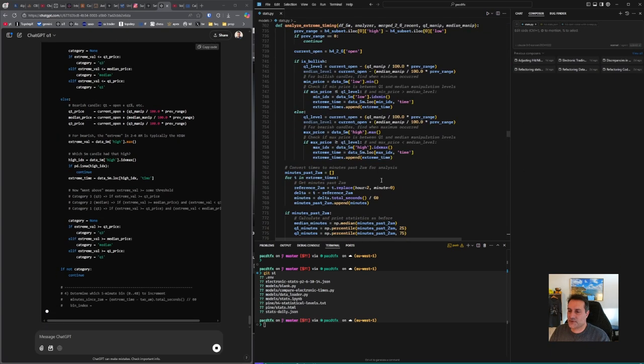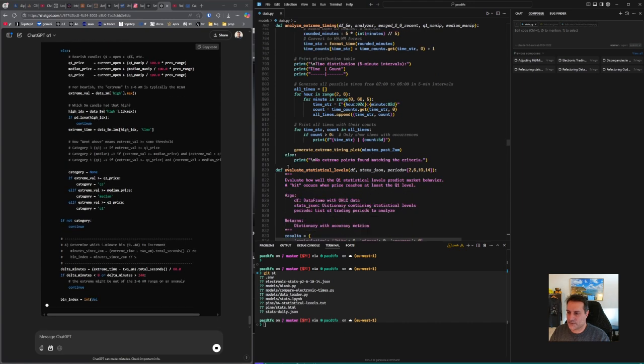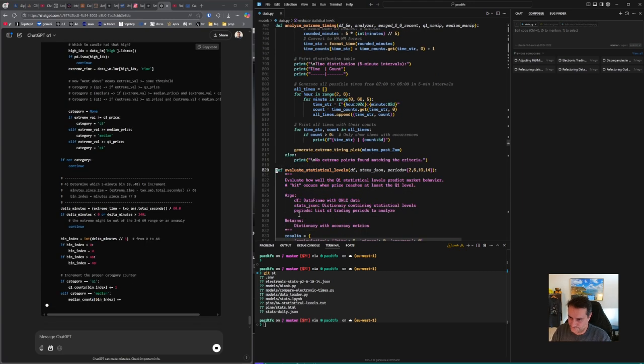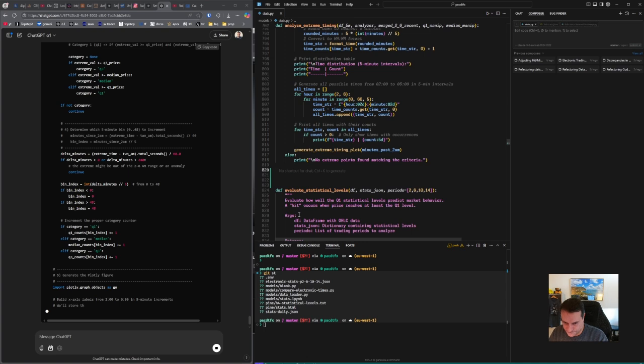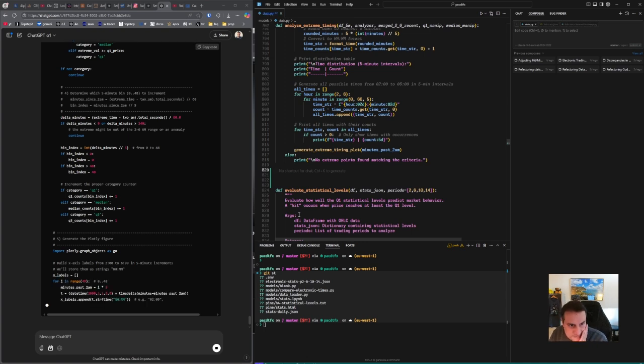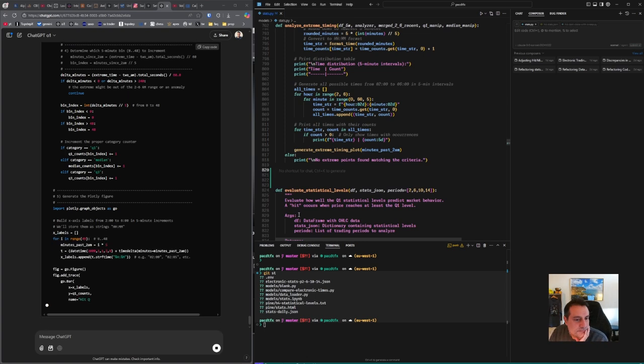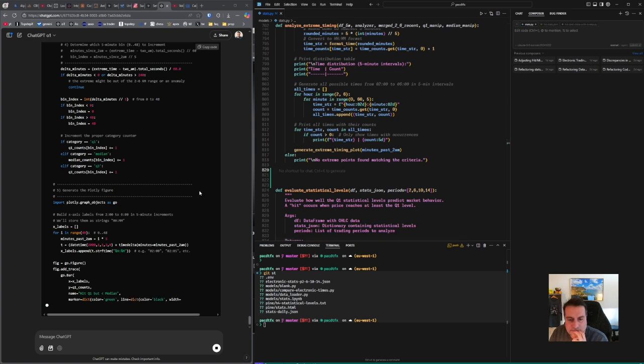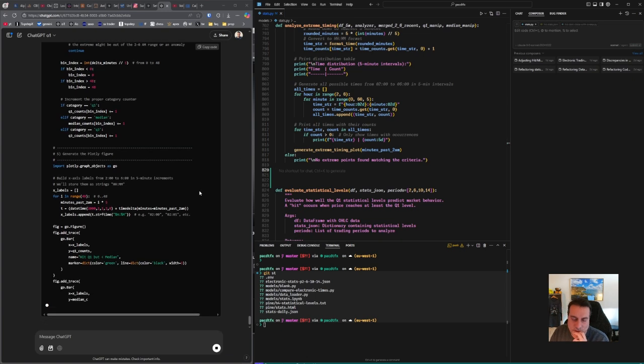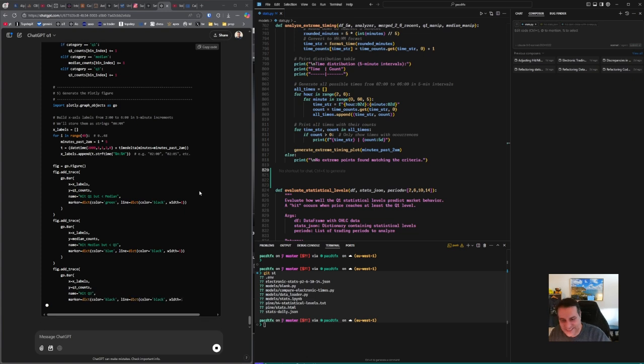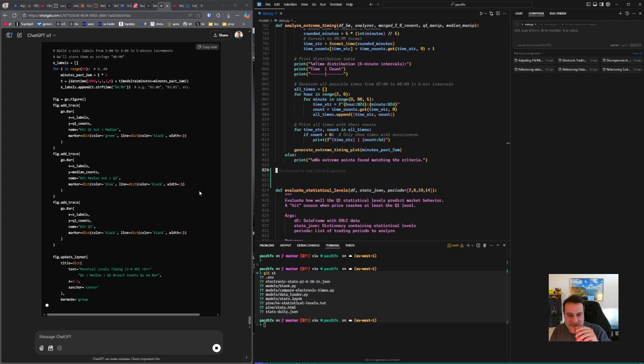Analyze extreme timings. All right. So I'm going to insert it here. And now it's generating a Plotly chart. And this is very nice. Very nice. All work I don't have to do.